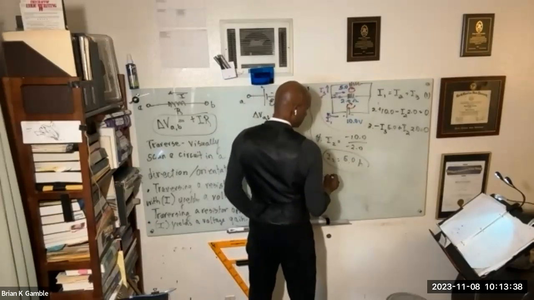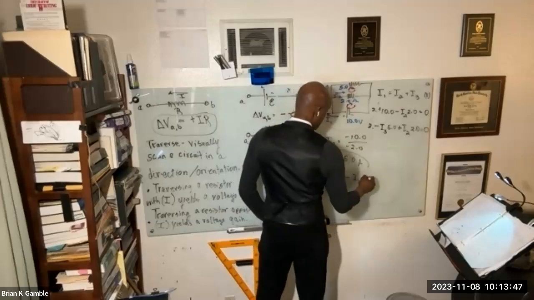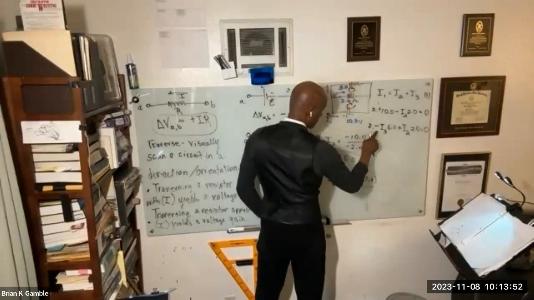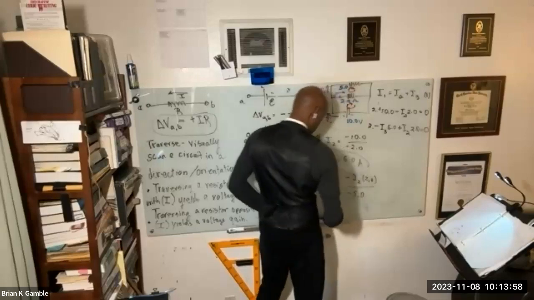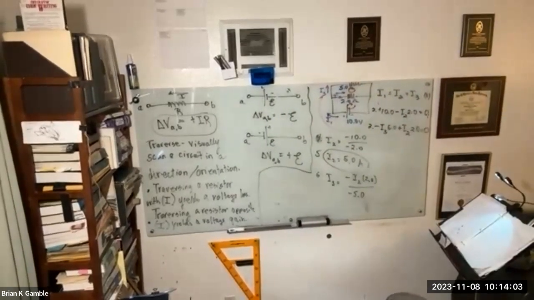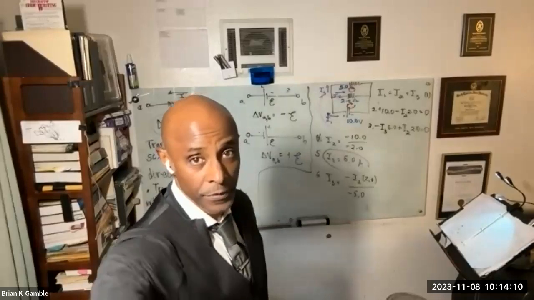So if I do that, I3 is going to be equal to minus I2 times 2 divided by minus 5.0 ohms. So you can go ahead and finish that, and I'll go ahead and finish, and then I'm going to tweak it, and we're going to do it again. Right back.